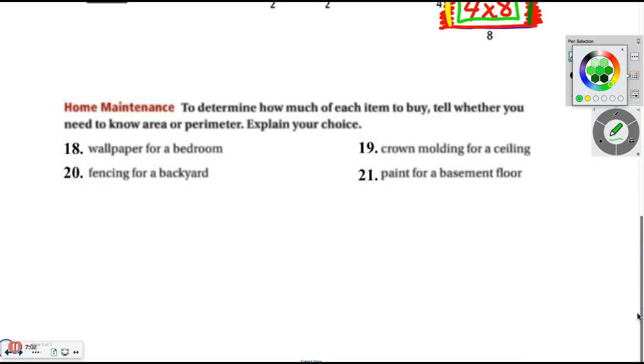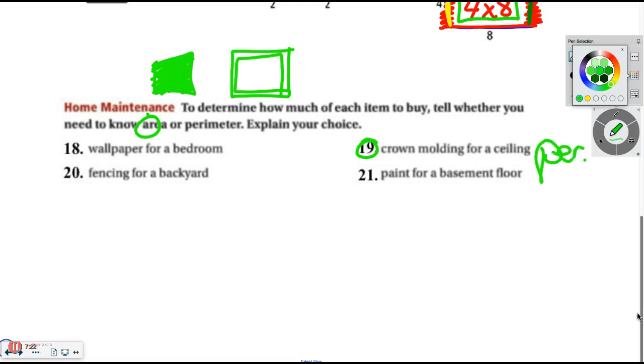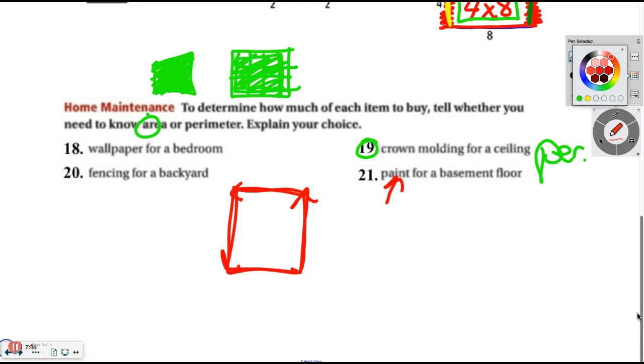Lastly, tell whether you're doing area or perimeter. Area is covering the whole thing, like when you lay carpet or put flooring down. Perimeter is when you're just doing a border. Okay? So crown molding for the ceiling is what you have when you look up at the ceiling and you see this fancy border. So that's perimeter. If it said how many ceiling tiles are on, that's the whole thing. And that's area. So again, for 21, you're going to have to say, am I just painting around the perimeter of my basement floor, or am I going to paint the area of the basement floor? All right, that's it.